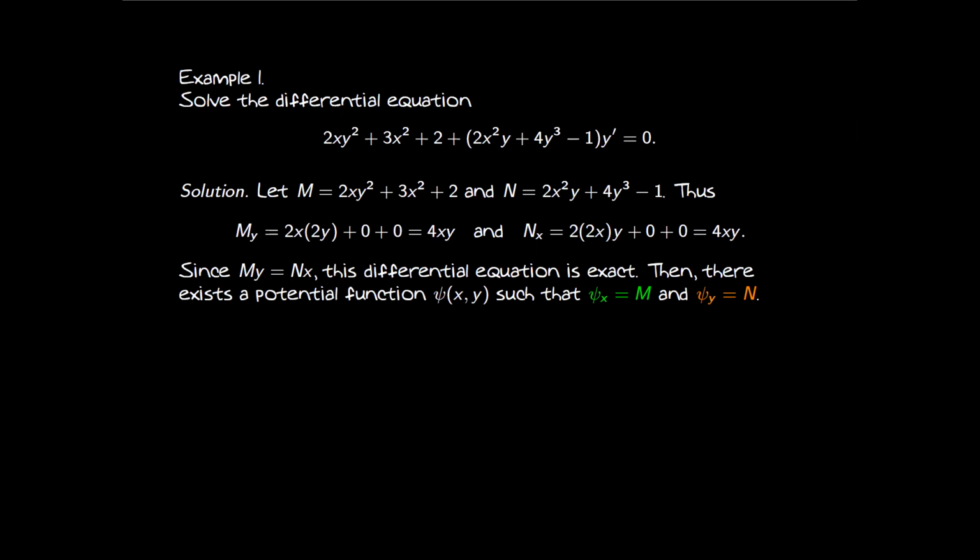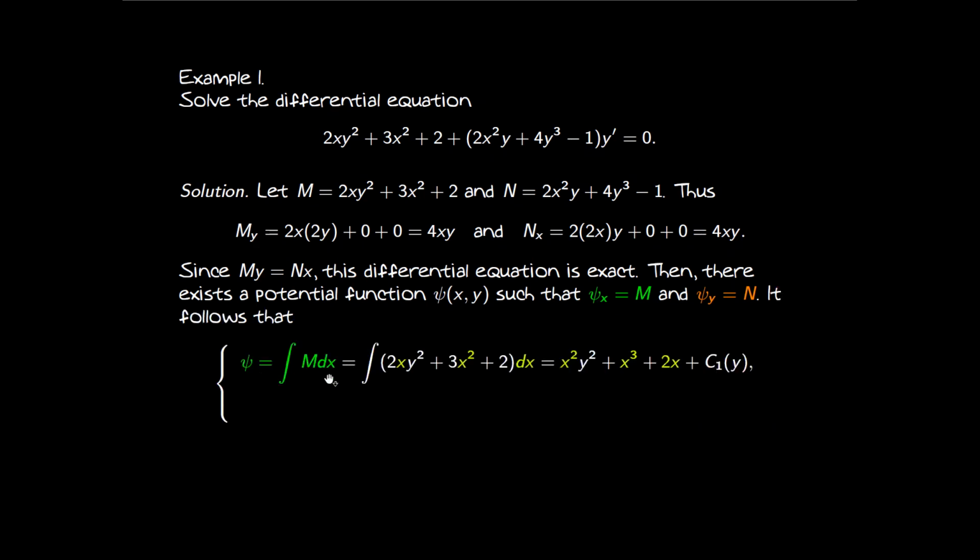That means there is a potential function psi such that the x derivative of psi is M, and the y derivative of psi is going to be N. So these two conditions actually will give us a way to find the psi, because if we do the inverse of the differentiation, namely if we do the integration, we can get the psi, right? For example, from the first condition, you just do the integration with respect to x.